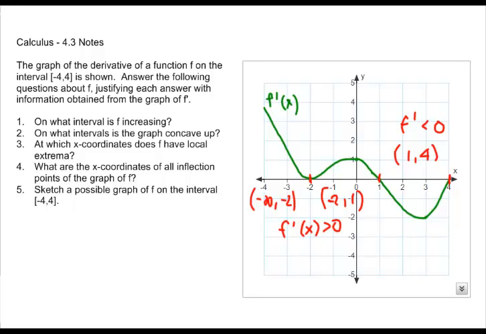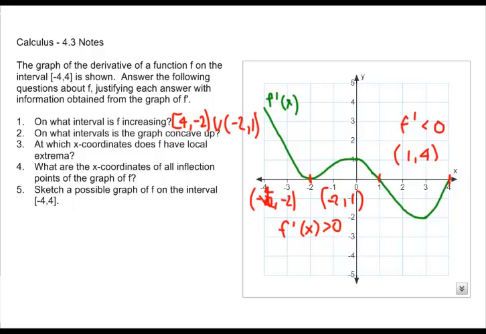It's increasing from, well, I wrote -infinity here, but this would actually be 4. From -4 to -2. And at -2 it quits increasing. But then it starts increasing again from -2 to 1. And so that's where my function is increasing.